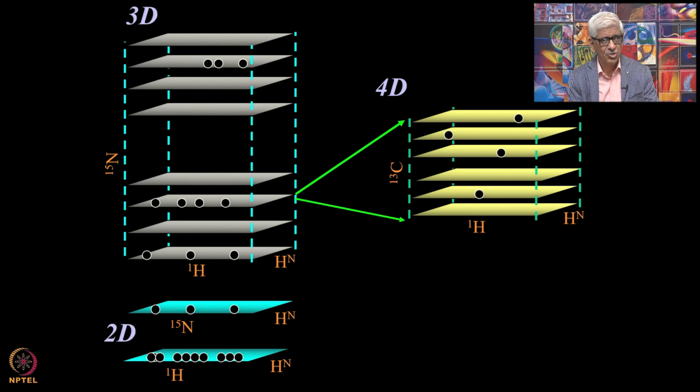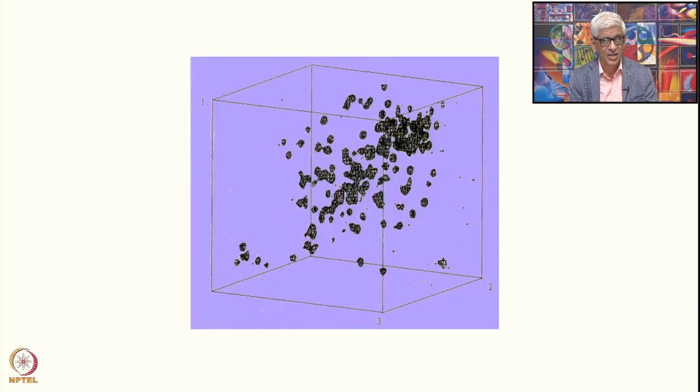Now if you need further resolution, you can make use of carbon 13 here, then of course you will go into the 4D experiment, and this will be quite a substantial thing to do. If you want to do carbon 13, then you will have to have carbon 13 labeling as well. This also can be done using bacteria and carbon 13 labeled glucose, and you will get C13 N15 labeled protein. Here is a typical example of a 3 dimensional spectrum.